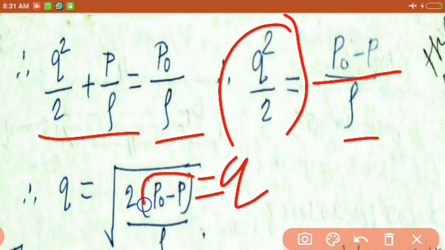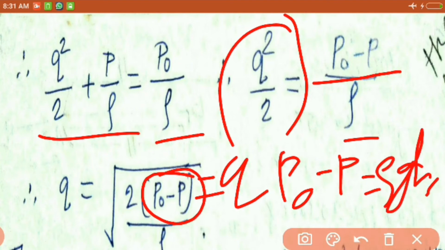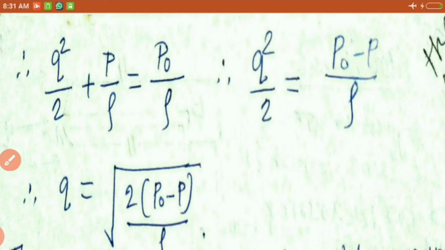This pressure difference P0 minus P is measured from the difference in the level of mercury. If h is the difference and rho is the density of mercury, then P0 minus P is rho g h. Therefore, the velocity of the stream of water is measurable.